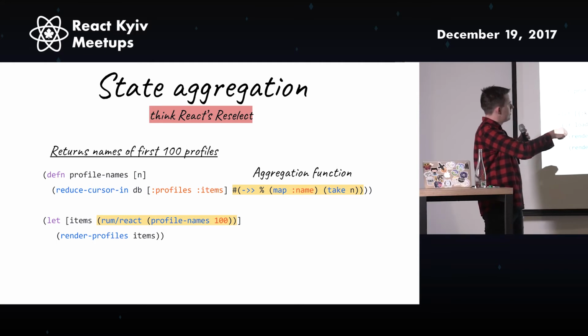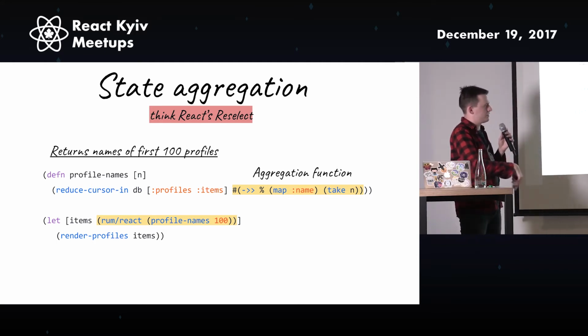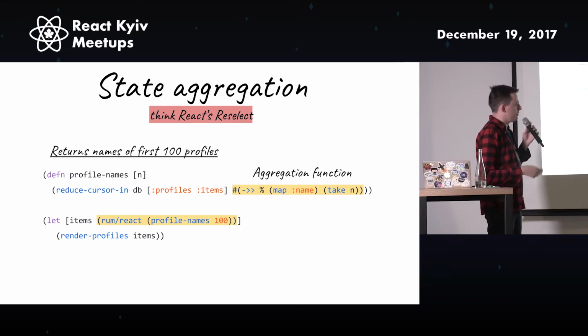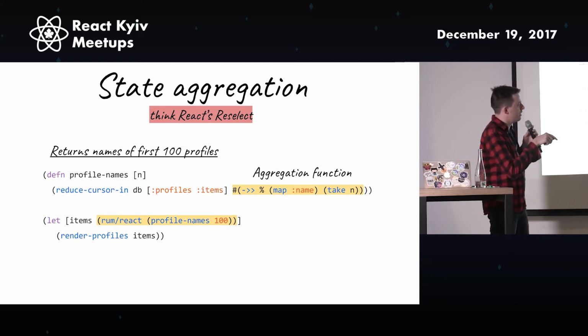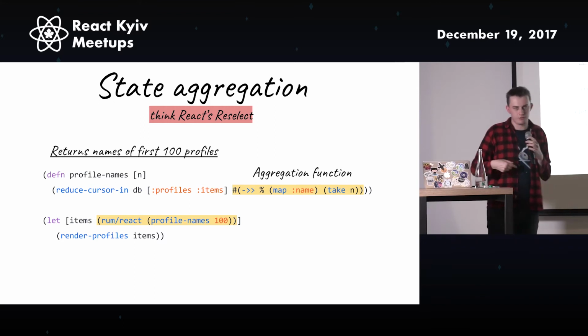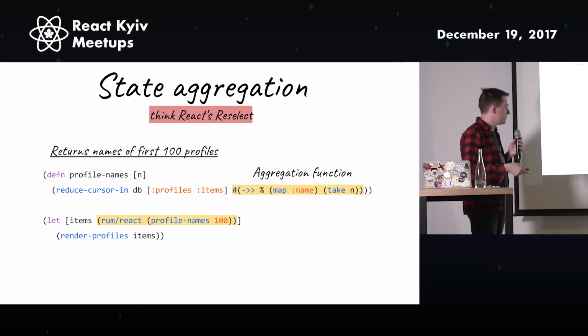Okay, so we have here a cursor. Next we have reduce cursor in, which is just a function which wraps that function and provides an API for selectors. So here we also have a path inside of the structure, and the function, we call it aggregation function, which basically does some data transformation, and the value which is returned by that function is cached.